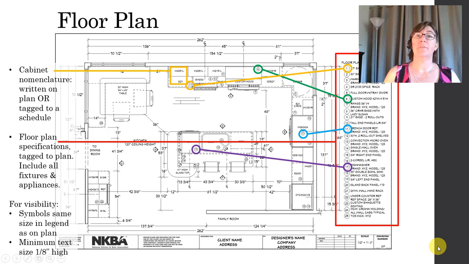It's important for visibility that all symbols in your floor plan specification legends are the same size as the symbols on the plan. I see a lot of people with tiny circles over here, large circles over there. I want them to be exactly the same size. Also, please keep an eye on your text height. Don't get these too small. In general, your minimum text should be 1/8 of an inch high.